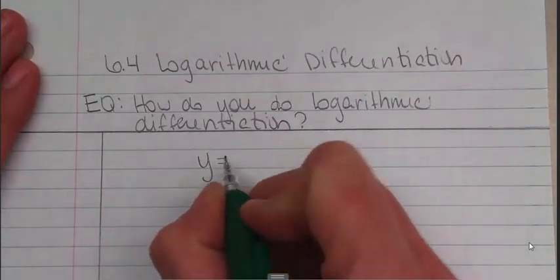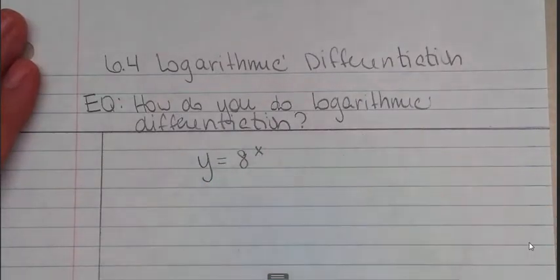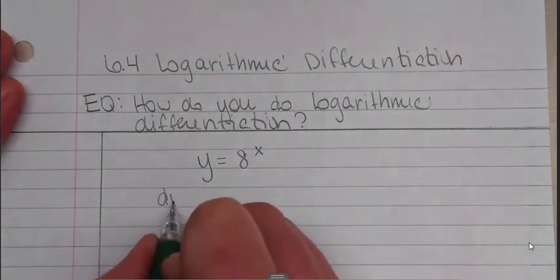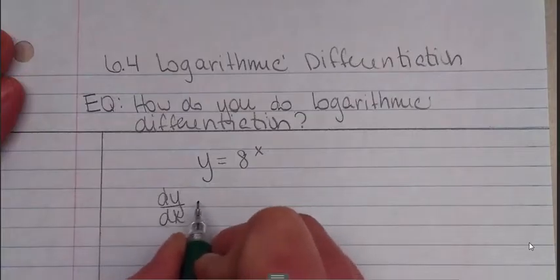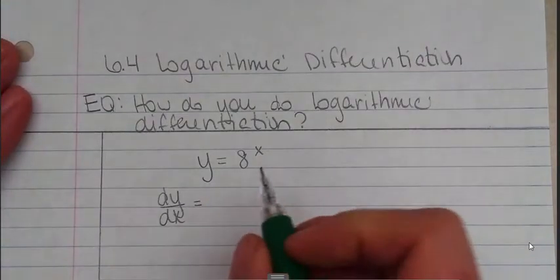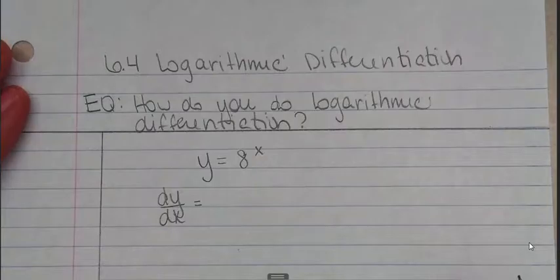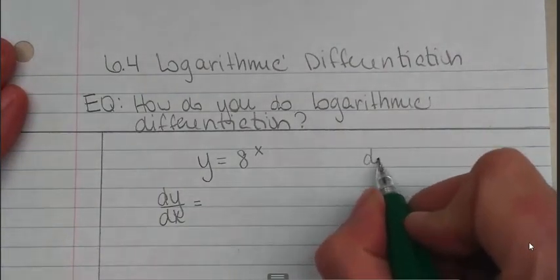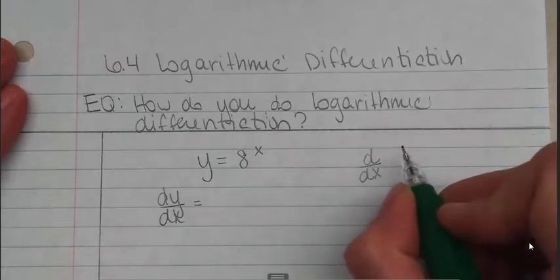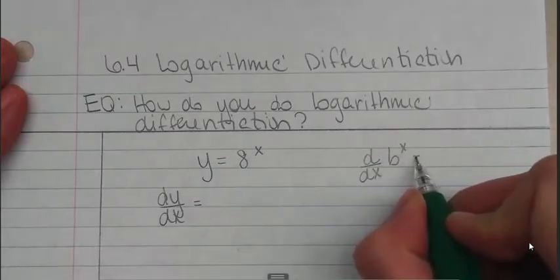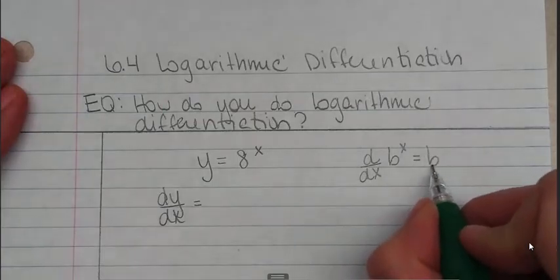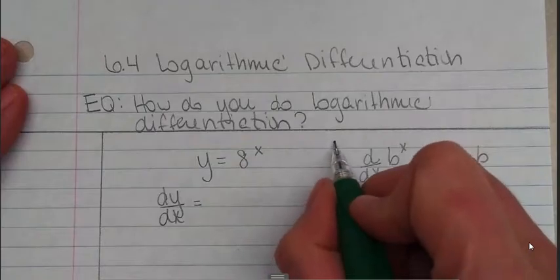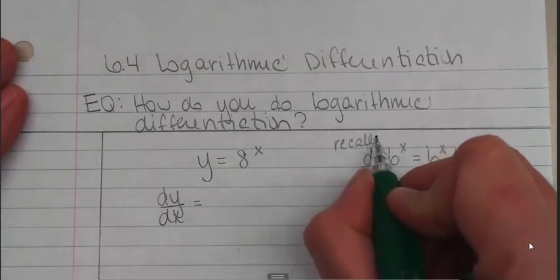We're going to have y equals 8 to the x power. And if I wanted you to do dy/dx, then what you might say to yourself is, oh, this is a base b function, right? If I wanted to take the derivative with respect to x of b to the x power, let's just recall that that would be b to the x times ln of b. So this is something you should already know.